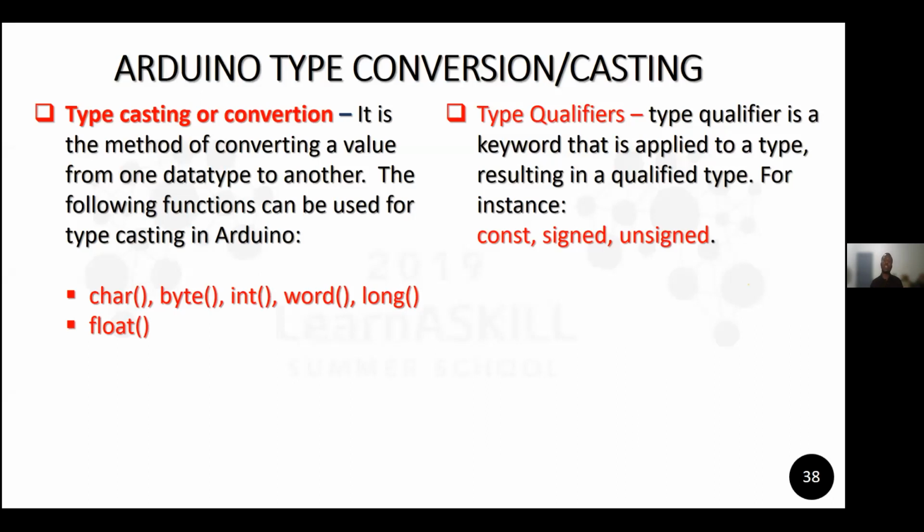Now, there are times where you want to be able to convert from one data type to another. For instance, you want to convert from an integer type to a character type, or vice versa, or from an integer to a float, or from float to integer, even from a string to a number and a number to a string. If you want to do this, we call it type casting or type conversion. Now, not all type conversions are possible.